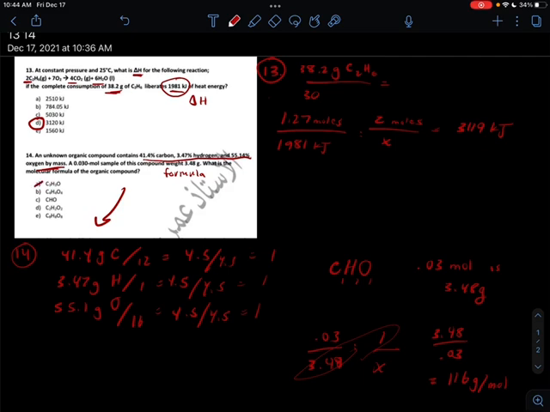Well, it's not going to be A, because if you look at the coefficients, it's 3, 3, 1. We're looking for something with the same ratio. So if we go to B, then we add up 12 times 4, plus 16 times 4, plus 1 times 4, and then we get 116. So that's going to be our formula right there: C4H4O4. That's going to be the molecular formula. The empirical formula would be CHO.